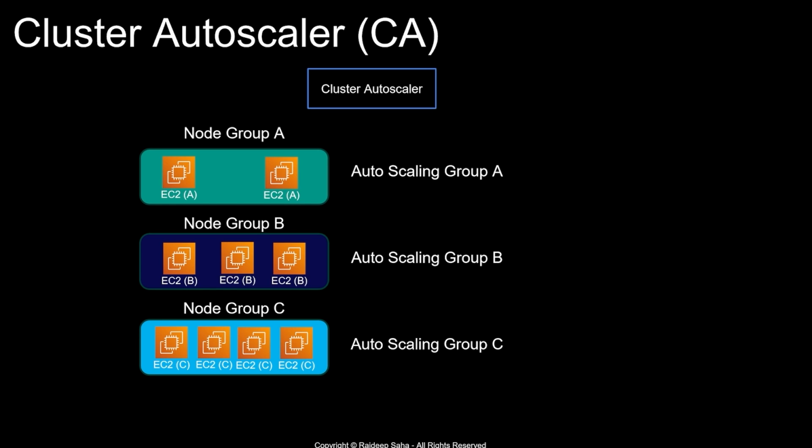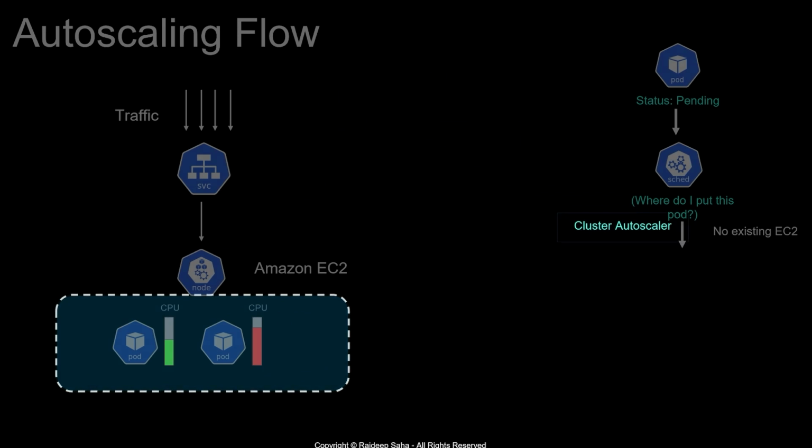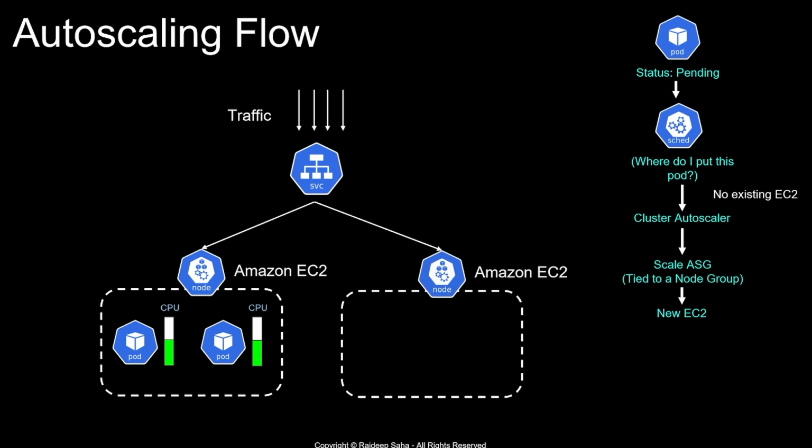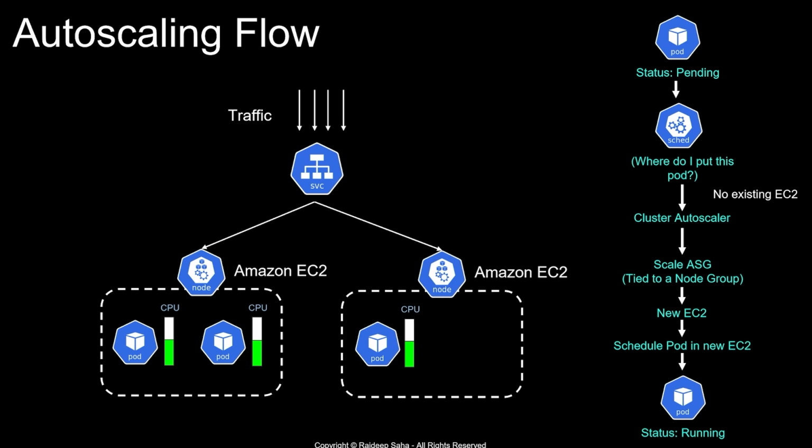And what does the autoscaling flow look like for cluster autoscaler? We already know the general flow. As soon as a pod goes to pending unschedulable, cluster autoscaler gets triggered. In this case, cluster autoscaler will scale the autoscaling group that's tied to a node group. So a new EC2 will come up in that node group, and then the scheduler will put that pending unschedulable pod into this new EC2, and the pod status will be running, and all the pods will be serving the incoming traffic.